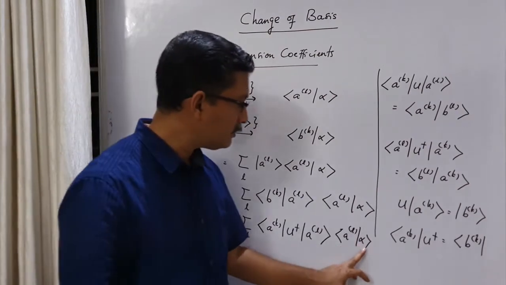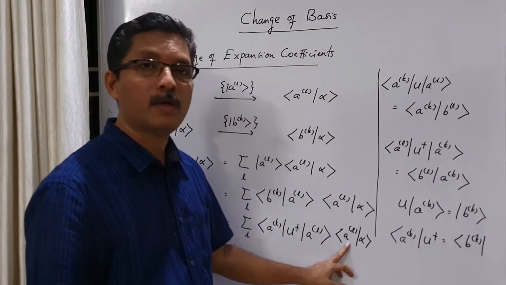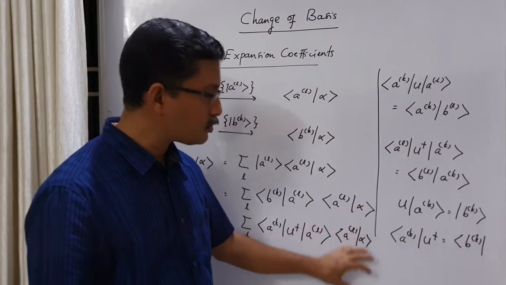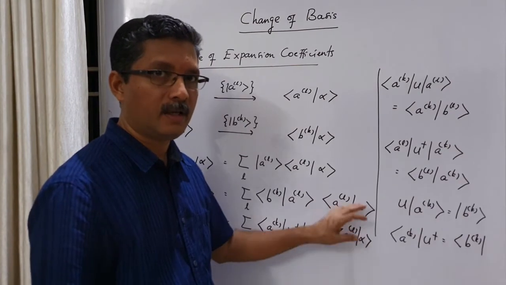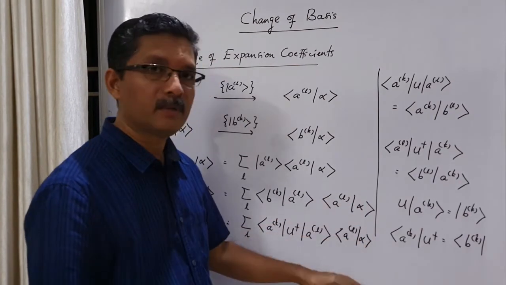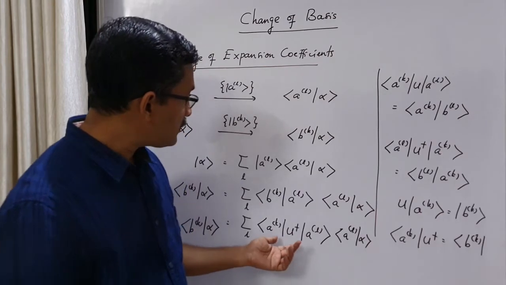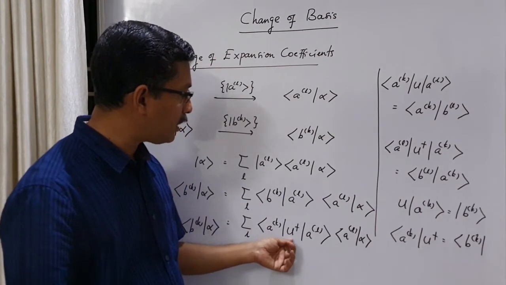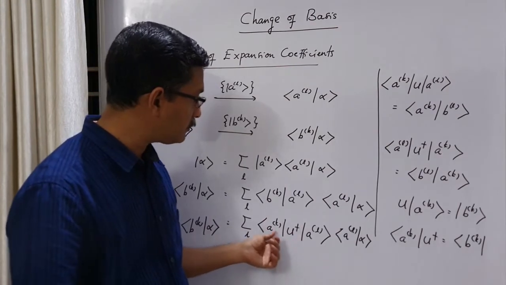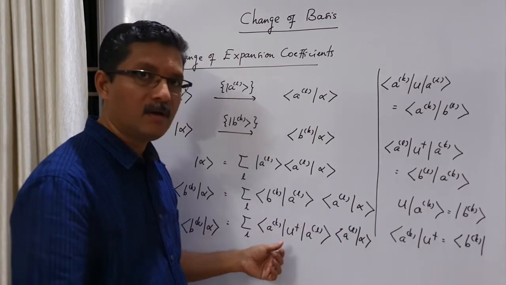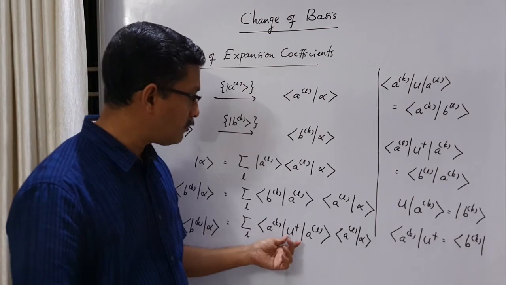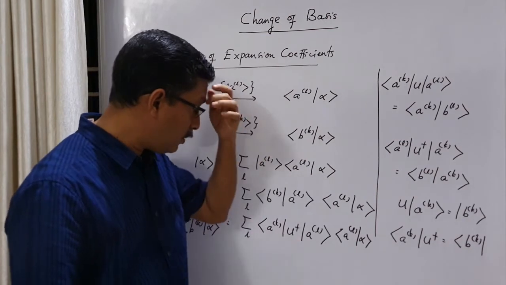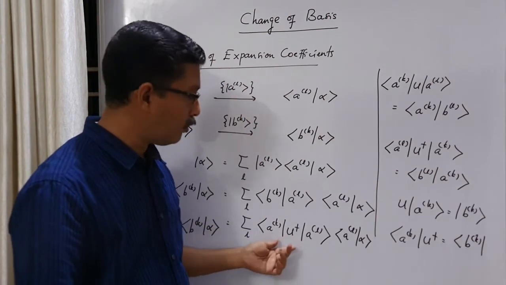Look at here. These are the components of alpha in the old basis AL. This is also a column vector, an n by 1 matrix. Whereas this is an n by n matrix, and this is the matrix of U dagger. It's a square matrix, because both K and L run from 1 to n if it's an n-dimensional space. So this is the matrix of U dagger in the old basis.